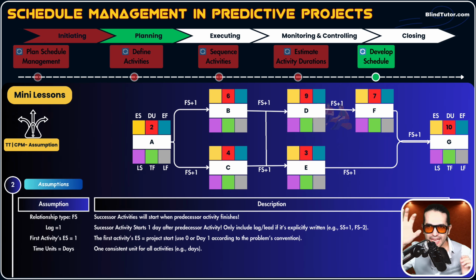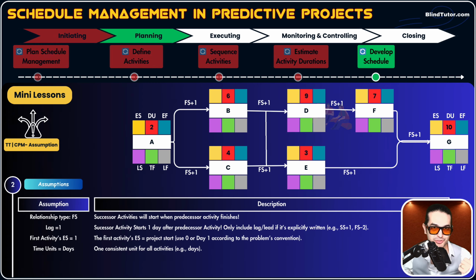It means that the early start day of activity D depends on two previous or predecessor activities, not just B. It also depends on C too. Since activity D has an FS plus 1 relationship with activity B and an FS plus 1 relationship with activity C, it means that activity D needs to start one day after both activity B and C finish.